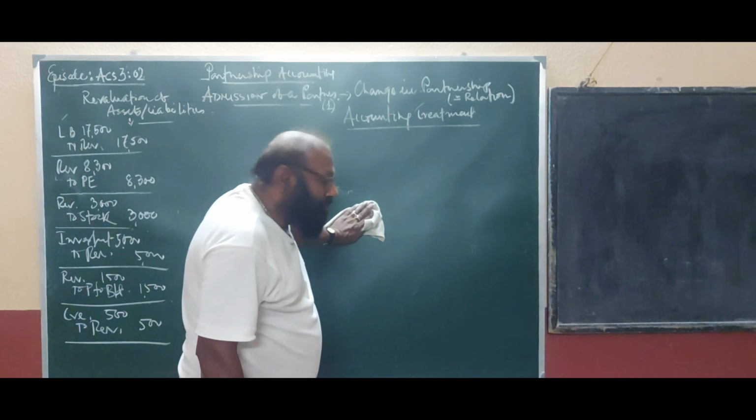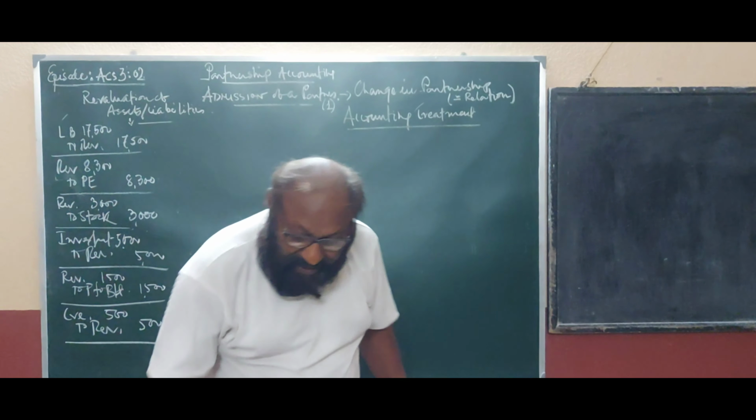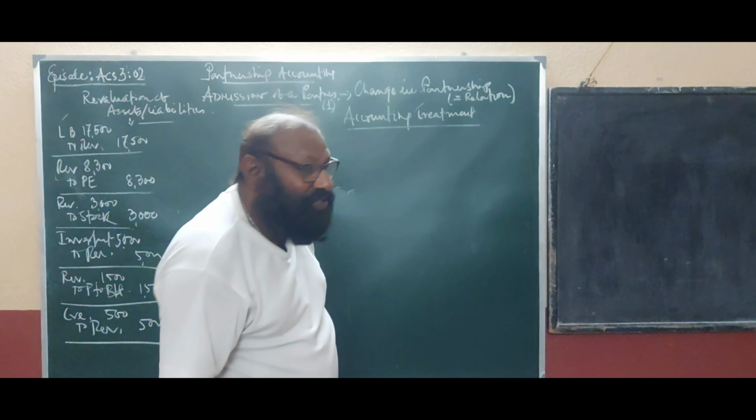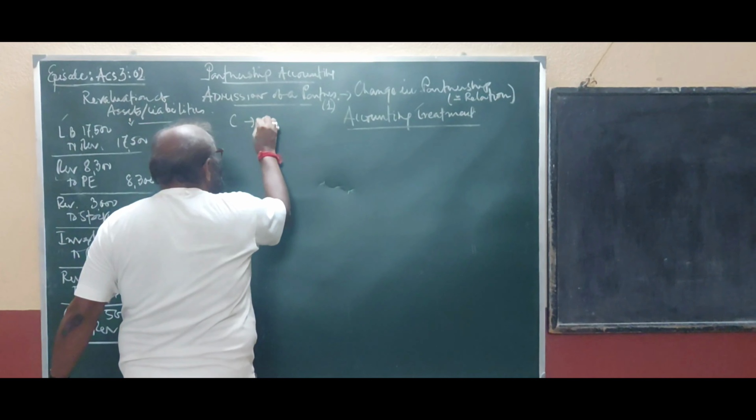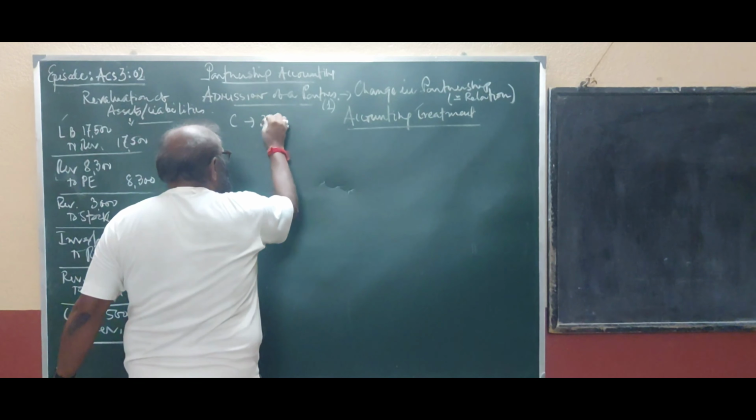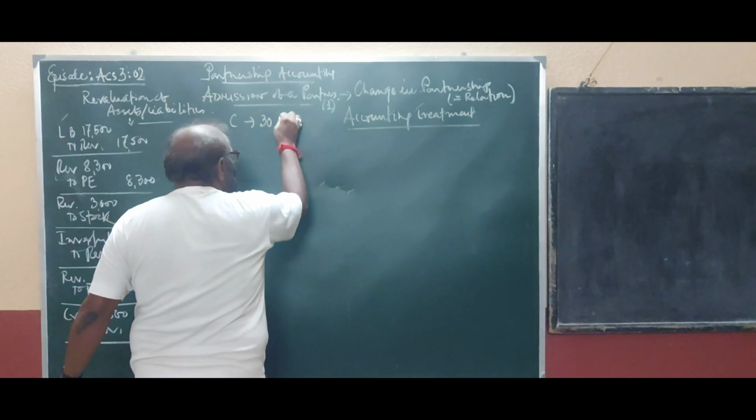but that is not a complete sum. It is given in a book and that is not a complete sum. Let us think that Mr. Canary has introduced C. Mr. Canary C has introduced a capital of 30,000. You should add it in the problem, okay? Mr. C has introduced the capital of rupees 30,000.